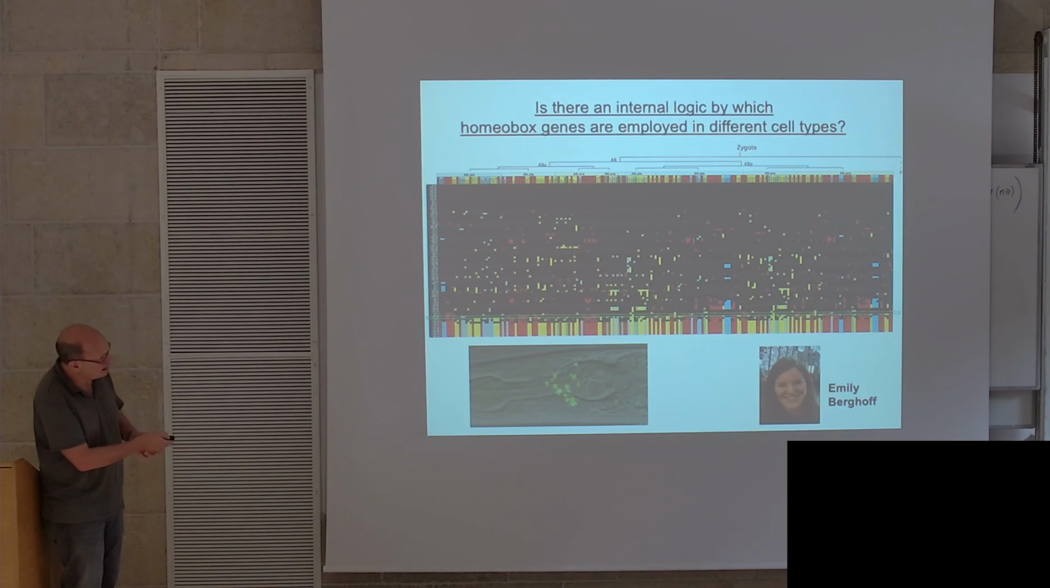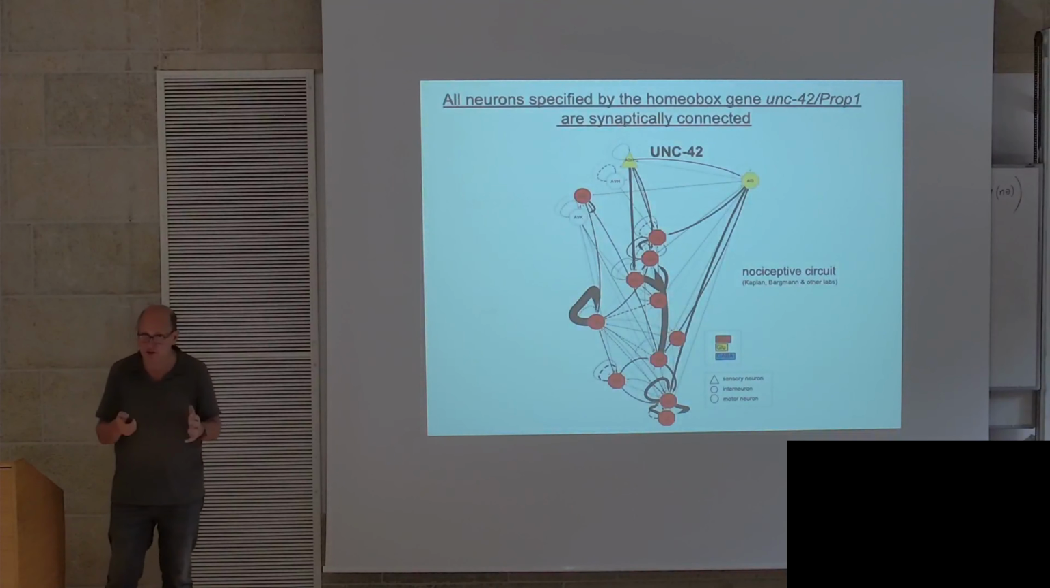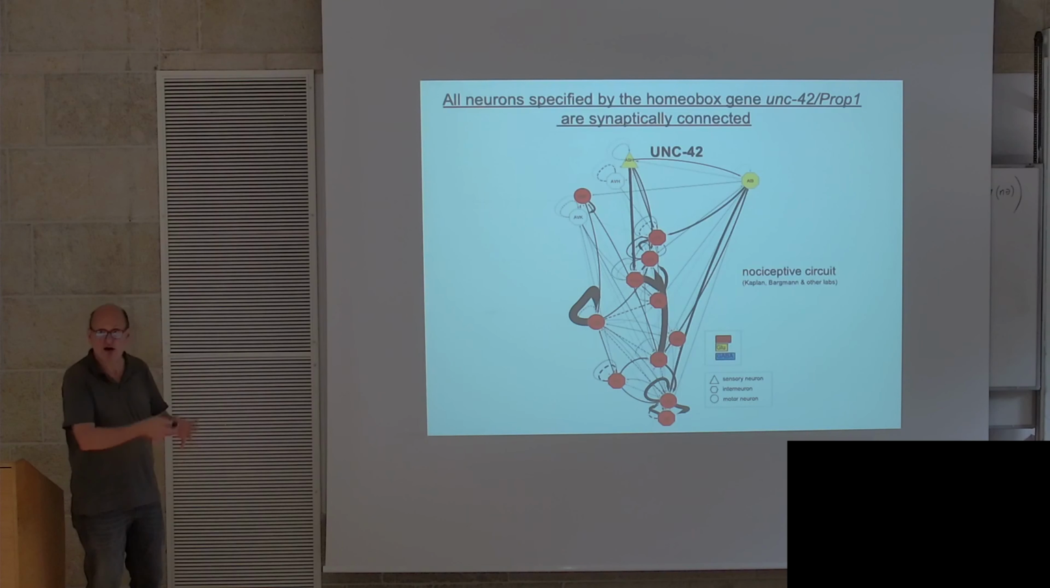You see here all the expressing neurons. There's really no relationship among them. They are cholinergic, glutamatergic, peptidergic neurons. They have no shared lineage history. They come from very different branches of the lineage here. But look, all of those UNC42 expressing neurons assemble into circuitry. They're more heavily interconnected to one another than they are to the rest of the nervous system.